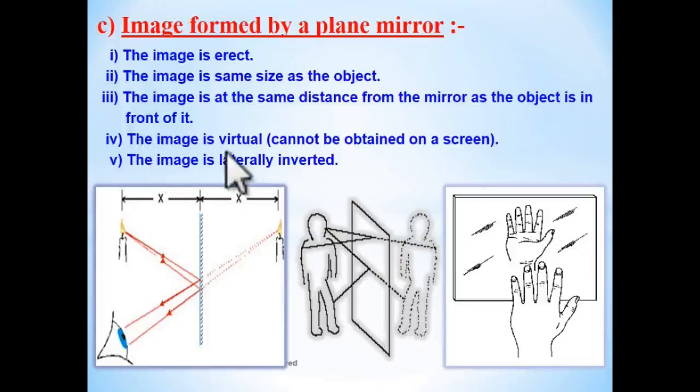The fourth point, the image is virtual. What is a virtual image? It cannot be formed on the screen. If we stand in front of the mirror, our image can be seen. If we just move from the mirror, then the image also will move. The image will not be staying there. So it cannot be formed on the screen. That is virtual. The image is laterally inverted. What does it mean? In this figure you can see, here the left hand is shown, but in the mirror the right hand is seen. So this is called laterally inverted.